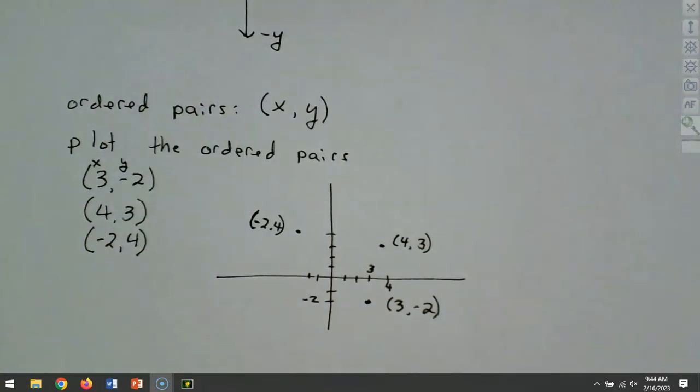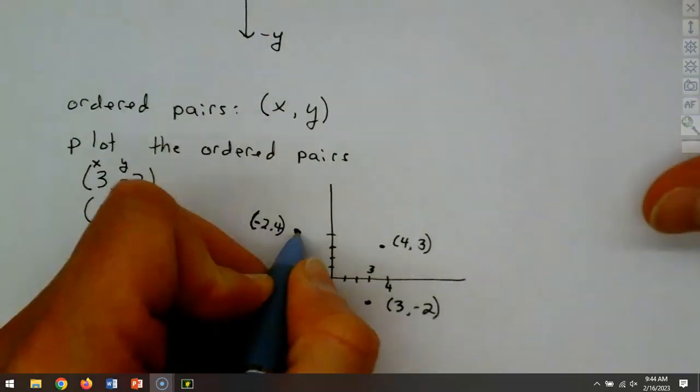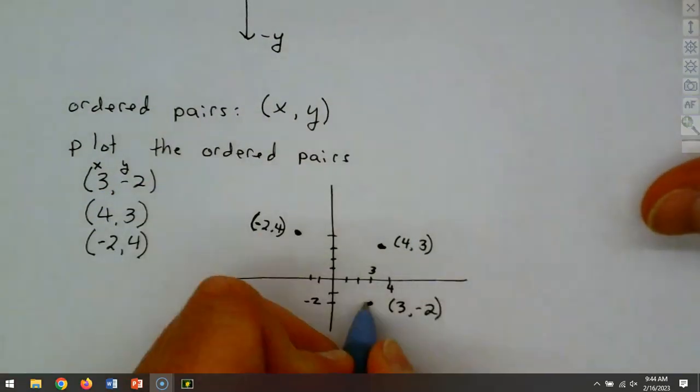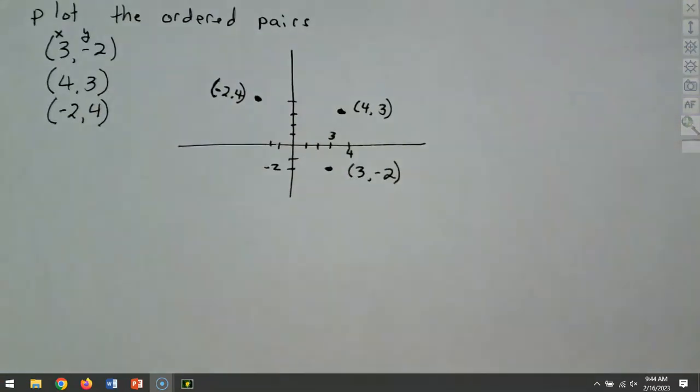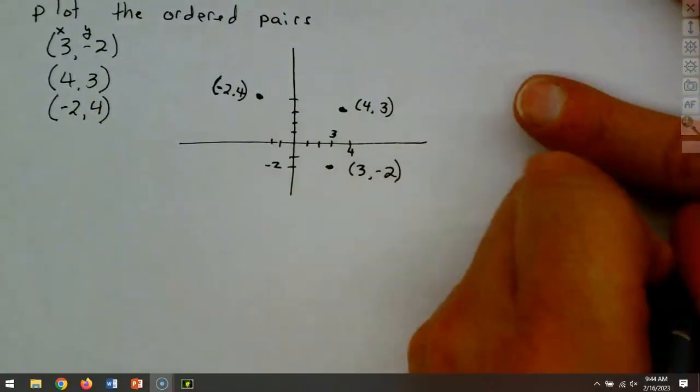So that is how you plot ordered pairs. Plot does not mean connect them together. I did not connect these together. All I did was put a dot where the points are. When we graph, that's when we connect them together.